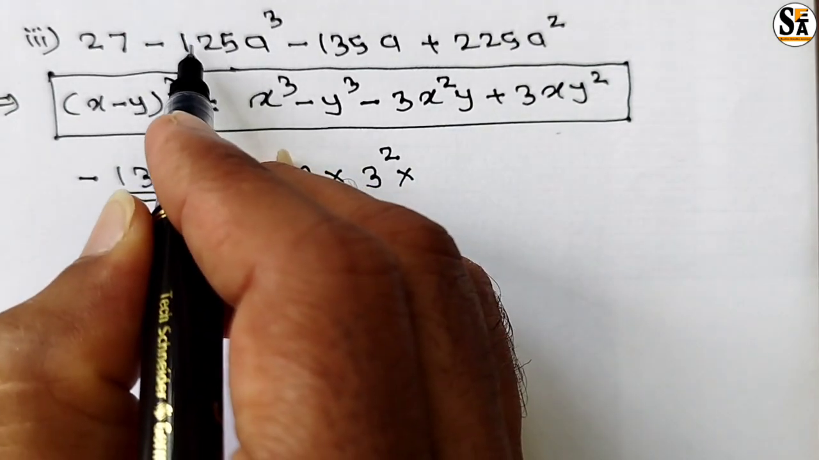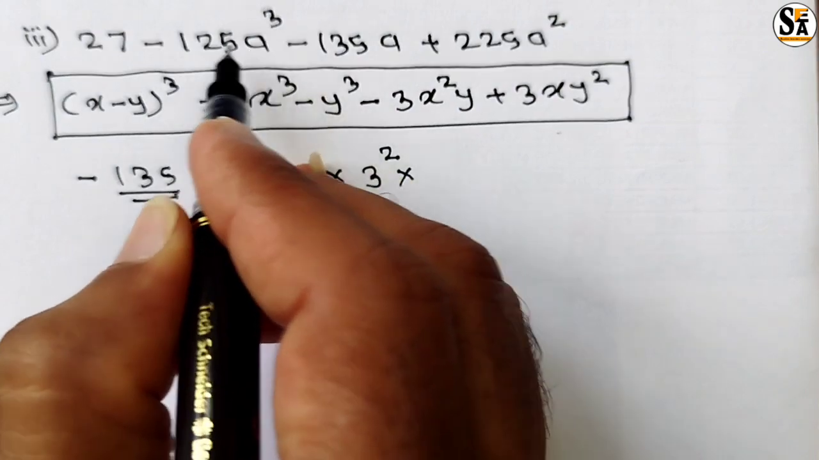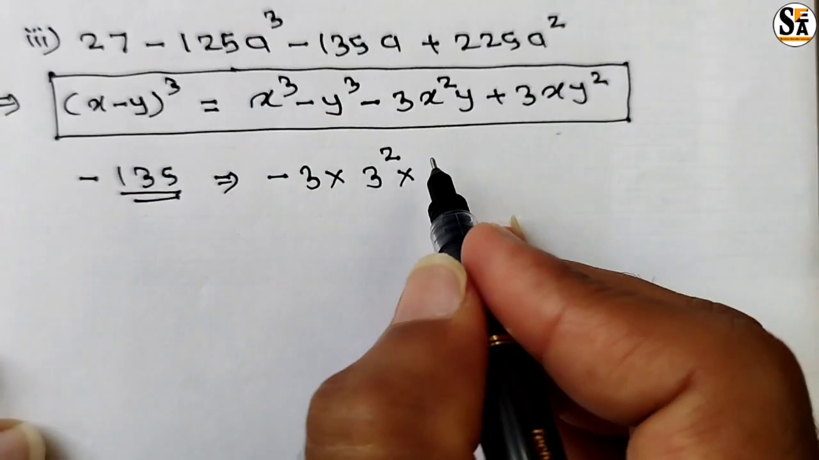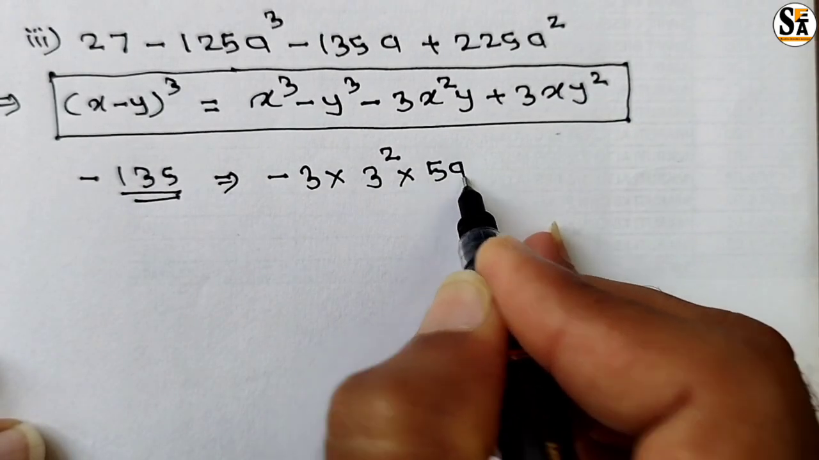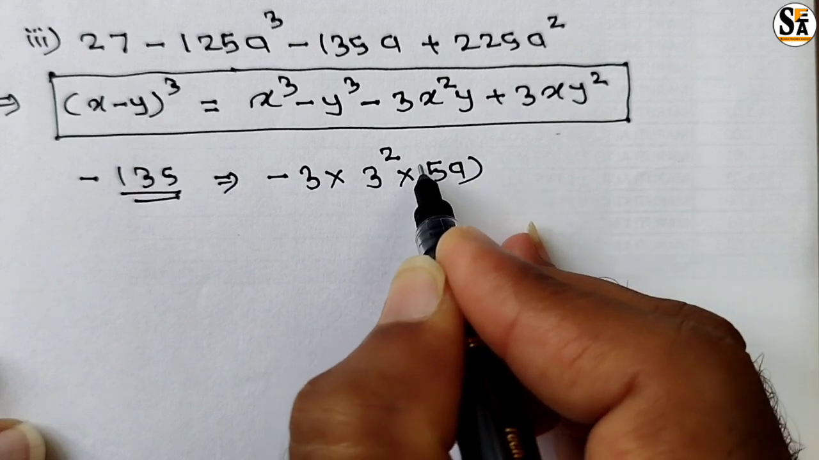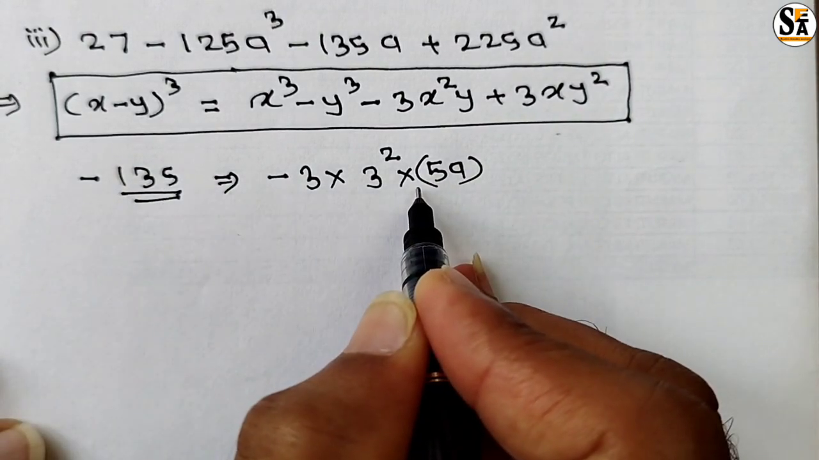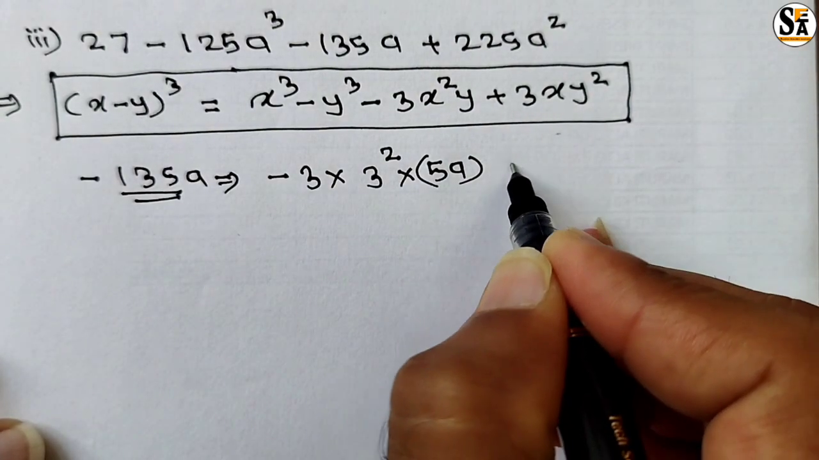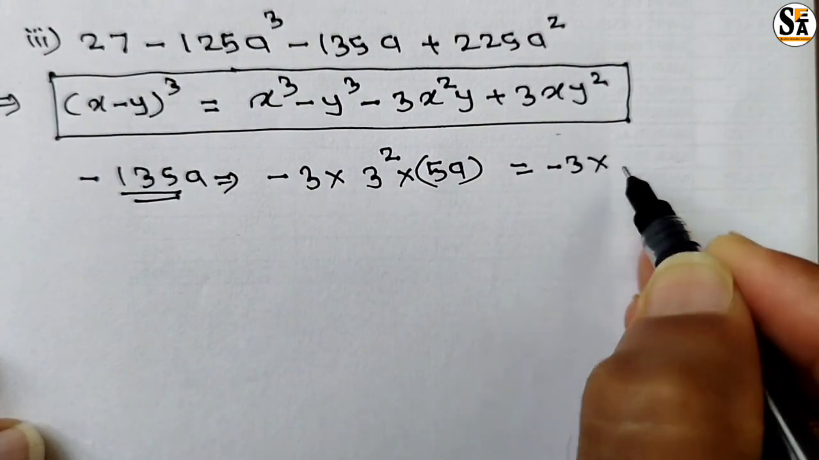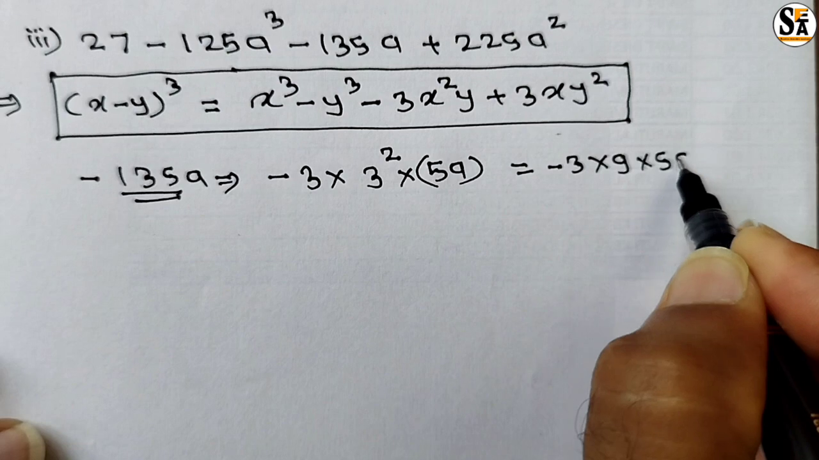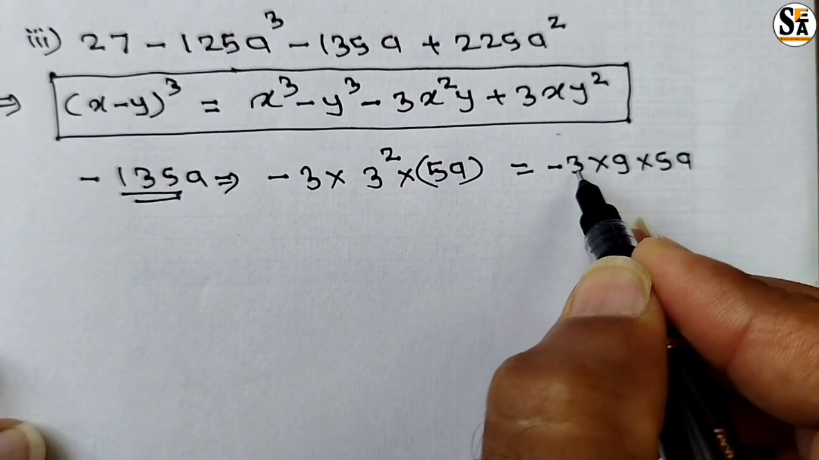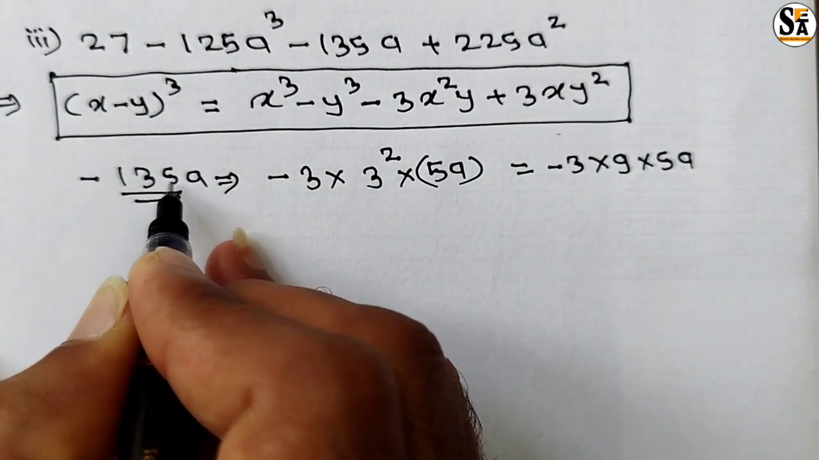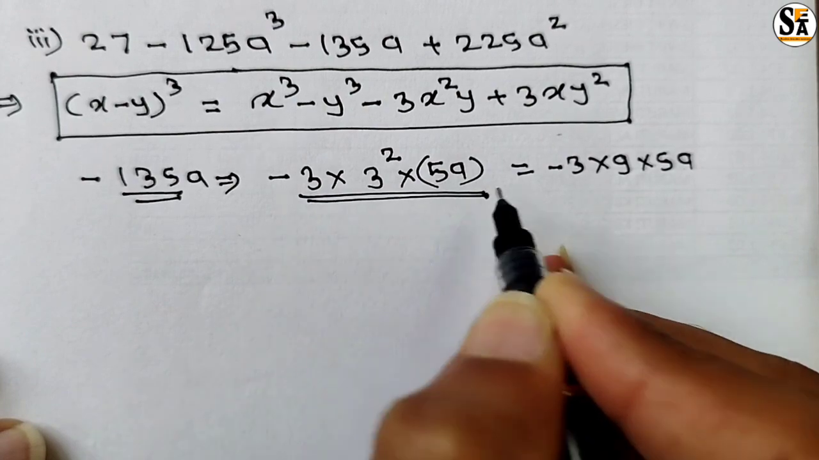Y means here we have converted this 125a cube as (5a) bracket cube, isn't it? 125 is a cube of 5. So if we multiply it by 5a, then we should get the coefficient 135a here. So this term we can write like this. If we solve this, minus 3 into 9 into 5a. So 5 into 3 is 15, 15 into 9 is 135. So we can split this minus 135a like this, isn't it?